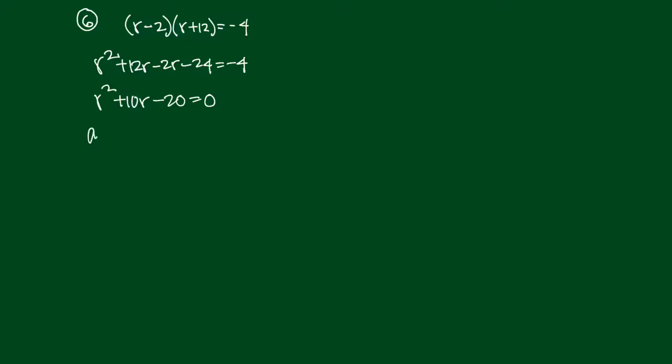Now I'm going to identify A, B, and C. A is 1. A is the coefficient of the squared term, which is 1. B is the coefficient of the linear term, which is 10. And C is the constant, negative 20.